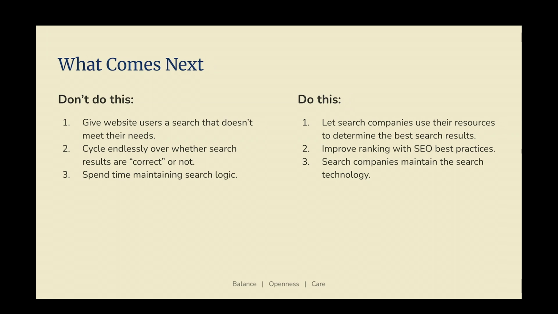So let the companies use all of their resources, all their people, all their money to do all this work for you, and you just kind of leverage it. And then, if you do have to do things like change ranking, use SEO. Everyone benefits. Also, the search companies themselves are maintaining it, so it's not another service, another API that you have to maintain, another point of failure, and all this other stuff.